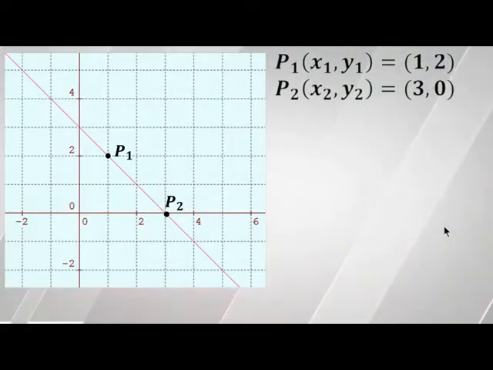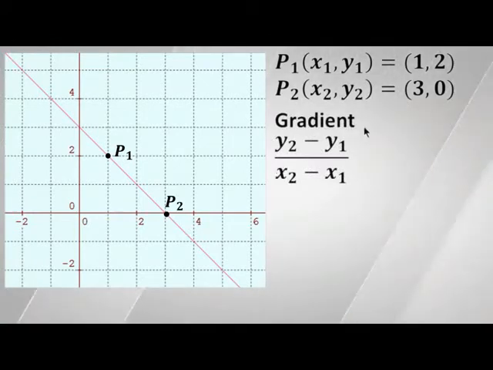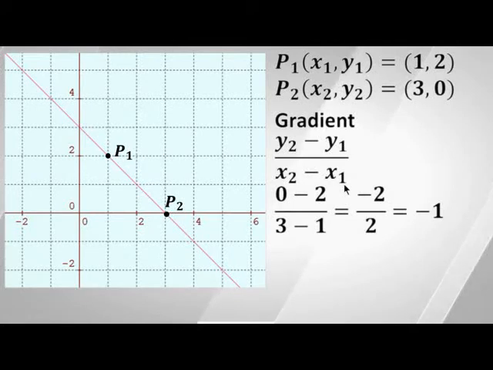How about this line? Still, we need to choose two random points. I choose P1 and P2, and this is the coordinate of P1 and P2, (1, 2) and (3, 0). The gradient, this is the formula. You simply need to substitute all the values and you will find that the gradient of this line equal to negative 1.